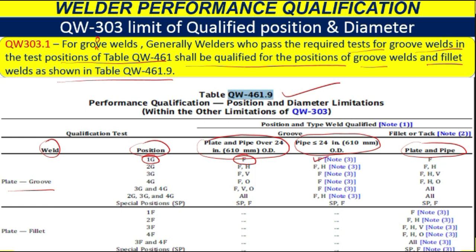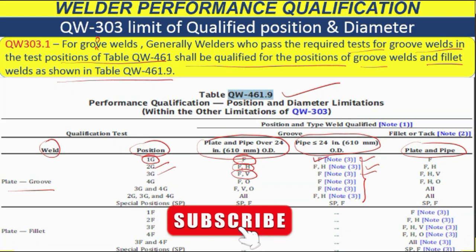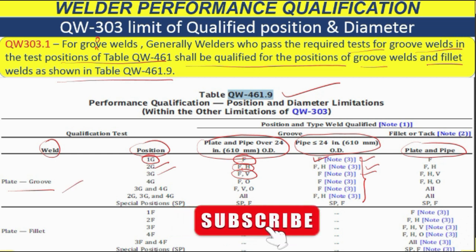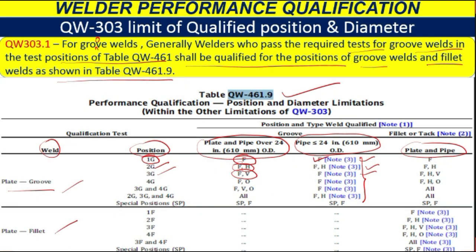So you have to always go to note 3, note 3, note 3. So note 3 you have to check in this chart. If somebody is qualified in 2G position, he is qualified for flat and horizontal position. Somebody qualified in 3G position is qualified for flat and vertical position. So this is the requirement for the limit of qualified position. The chart has plate groove, plate fillet, pipe groove, and pipe fillet also. So you understand QW-303.1.